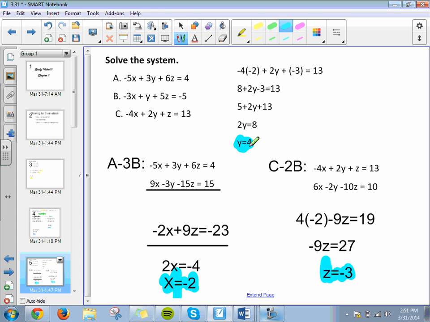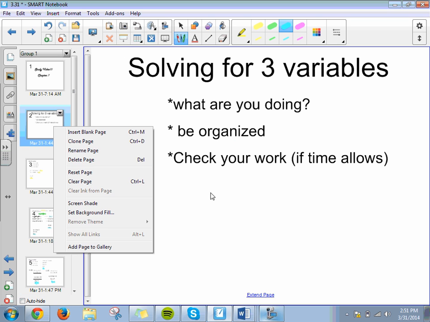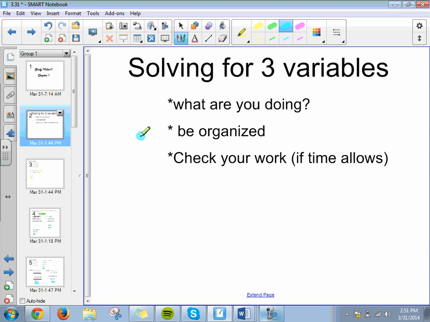Alright, so now you have solved for x, y, and z. And that is complete. Hopefully these skills are going well. Again, I really think the 3 keys to understanding them is knowing what you're doing, being organized, and then checking your work if you've got time.